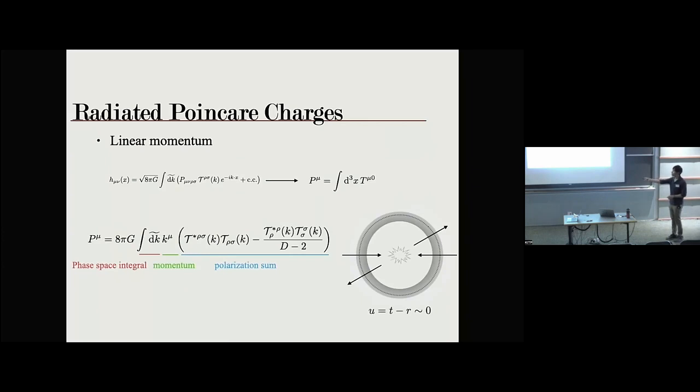This part, the quadratic part in the Schwarzschild energy tensor, is simply the polarization sum of your waveform, or in particle physics language, this is the cross-section. And you weight this by the momentum, k nu, integrated over the phase space. So, okay, this totally makes sense. That's the linear momentum. And you simply do the same procedure for angular momentum.